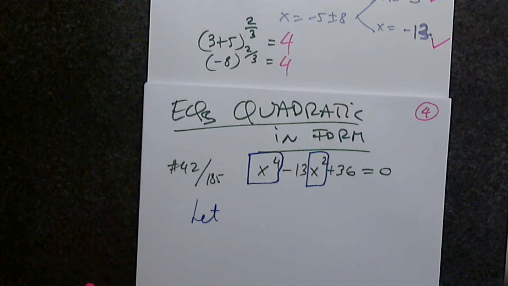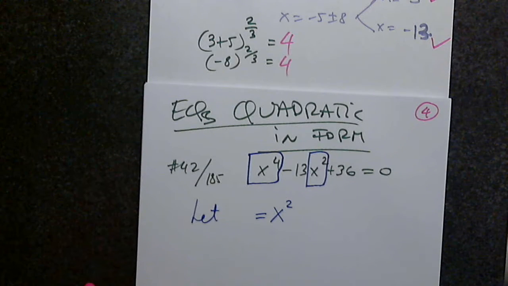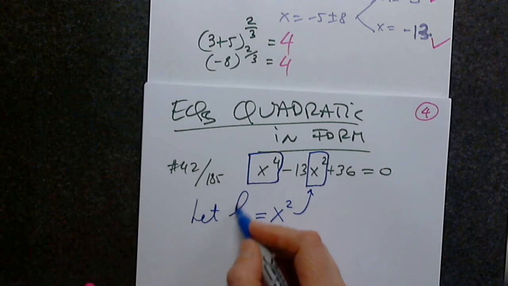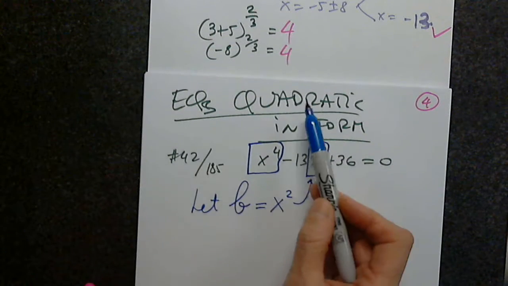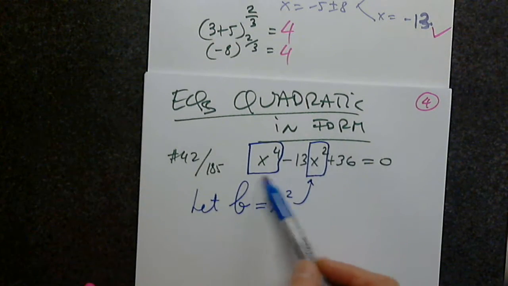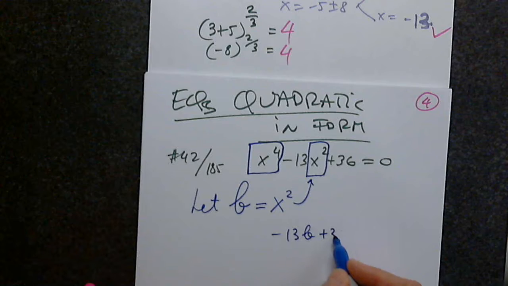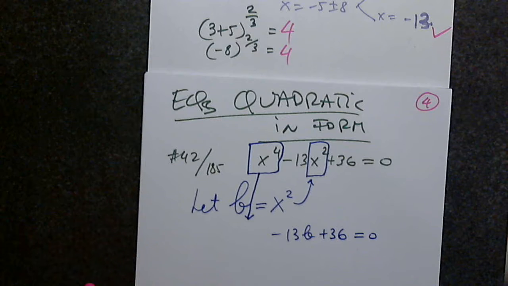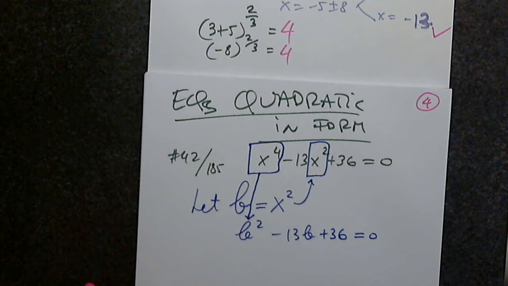I'm going to say let, and give me any letter you want other than x. Let this letter be x squared, the smallest power. B. Awesome. Lowercase b. Perfect. Now, remember what the title is. Equations quadratic in form. This equation is quadratic in form only if this quantity can be replaced by b squared exactly. Otherwise, it's not quadratic in form.